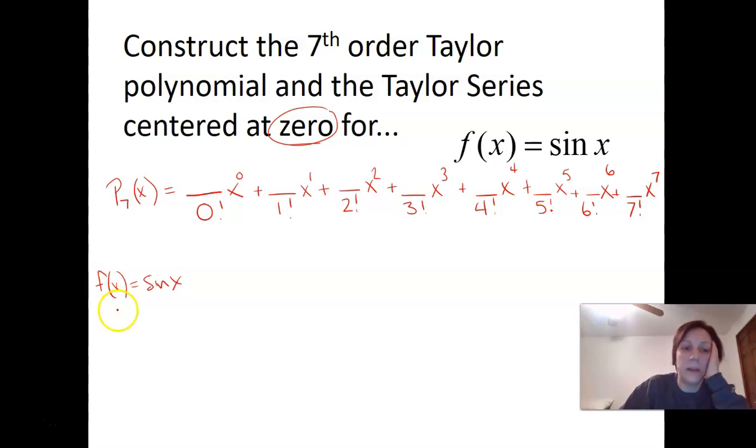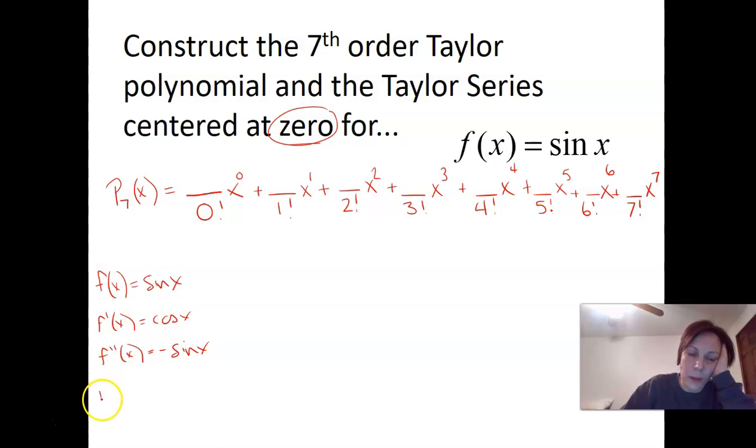Okay, so the function is sine x. My first derivative, cosine x. My second derivative, derivative of cosine x, negative sine x. Third derivative, negative cosine x. The fourth derivative, derivative of negative cosine, so positive sine x. And you may notice that we are back where we started. So the fifth derivative is going to be cosine x.